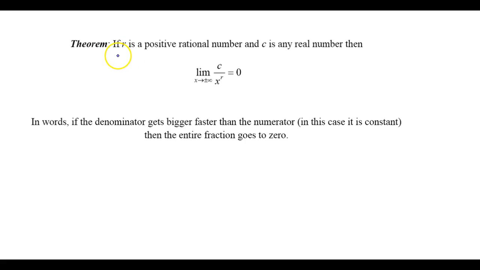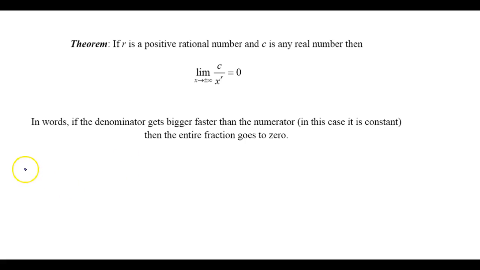Now let's take a look at a theorem. The theorem says that if r is a positive rational number and c is any real number, then the limit as x approaches positive or negative infinity of c divided by x to the r equals 0. Here's an easier way to think about this theorem. The theorem says that if the denominator of a fraction gets bigger faster than the numerator, and in this case the numerator is constant, so it's not even going anywhere, then the entire fraction goes to 0.